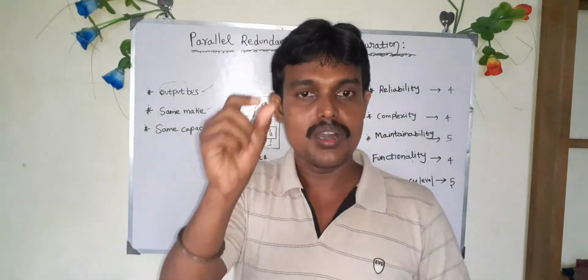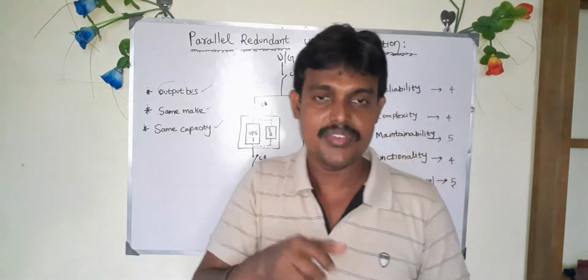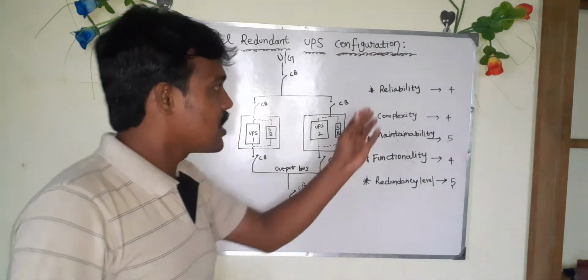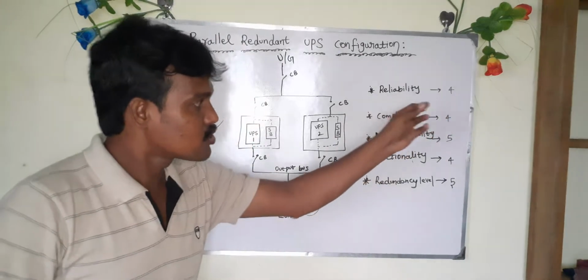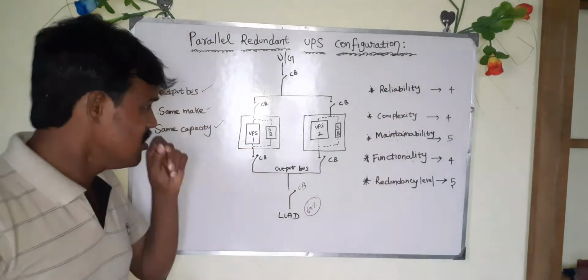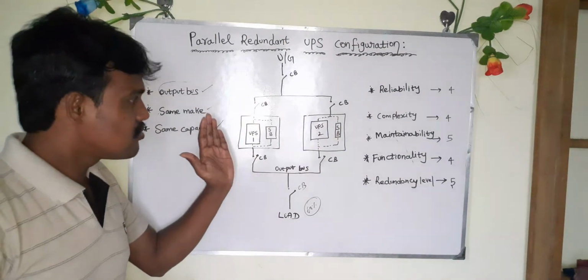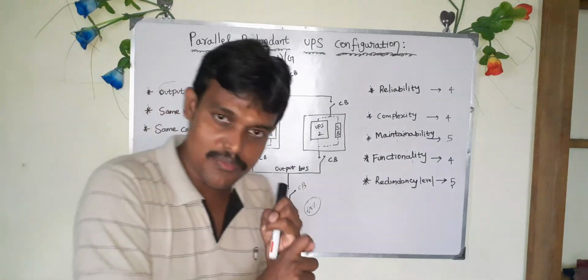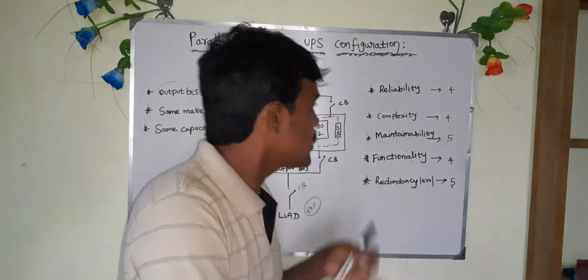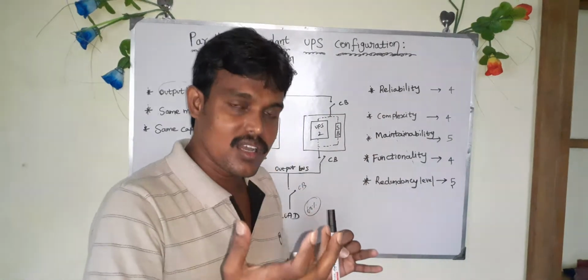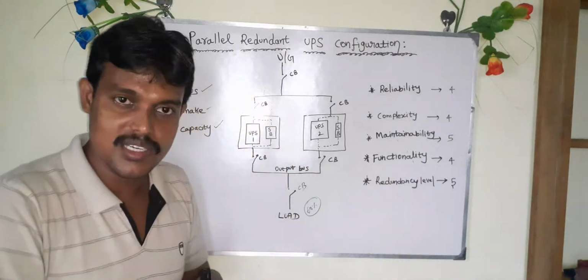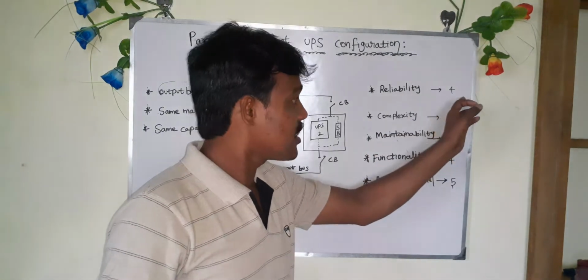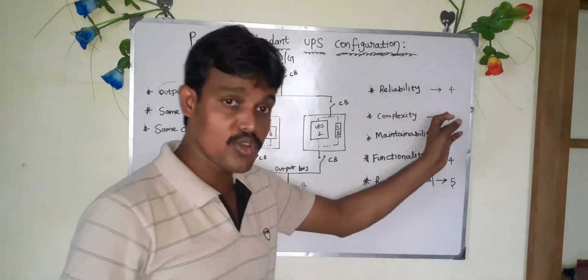I'm giving some score to this configuration based on 5 criteria. One is reliability. In reliability, I gave a score of 4. Why? Because in this UPS configuration, load sharing between the UPS units is happening. That is one advantage, and another advantage is that the fault clearing capacity is high in this configuration. So I gave a score of 4 out of 5.